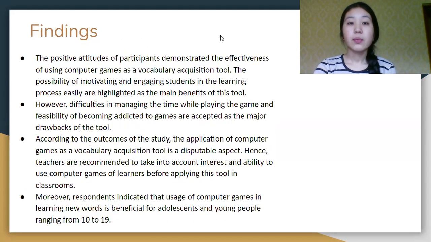So what I have found, major findings of the research are: the positive attitudes of participants demonstrated the effectiveness of using computer games as a vocabulary acquisition tool. The possibility of motivating and engaging students in the learning process easily are highlighted as the main benefits of this tool. However, there were some difficulties.